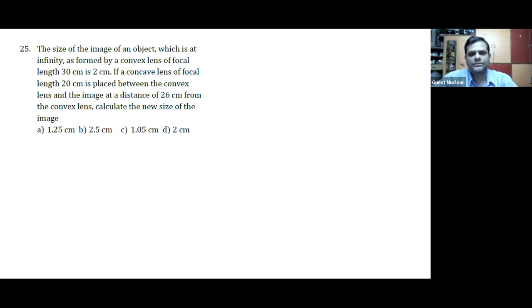See here, suppose this is the axis. The size of the image of an object which is at infinity is formed by the convex lens. Suppose this is the convex lens, and the object is at infinity, meaning the rays are just parallel to each other.